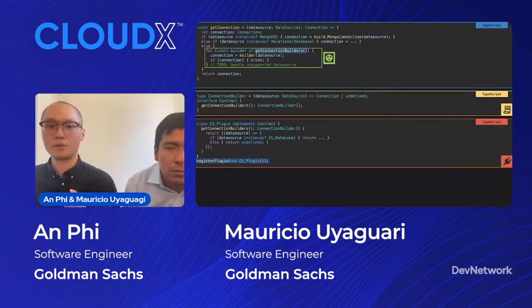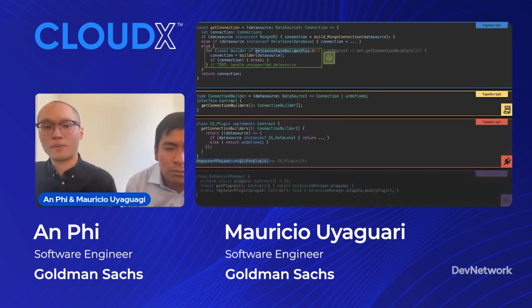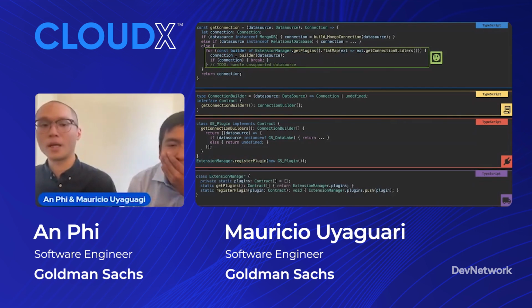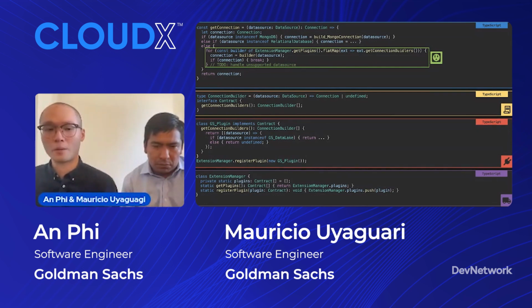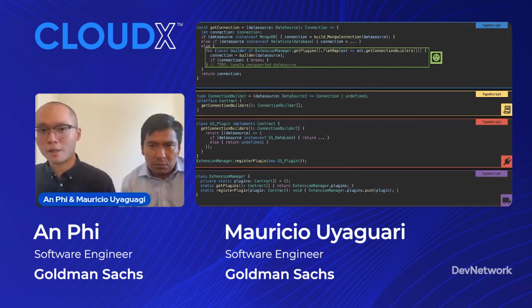Now let's talk about these two functions that we kind of ignored so far: register plugin and get connection builders. What are they? They essentially come from the supplier code, where at runtime, somewhere at the top level, you have this extension manager supplier code, and you're going to register all these different plugins and extensions. And at runtime, these will get injected and be used by your consumer code. So that's how simple it is to install an extension mechanism. And you can go further with this.